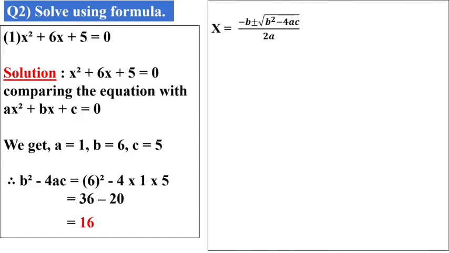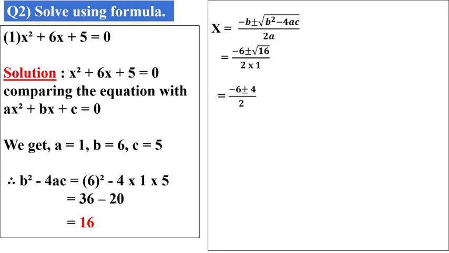So what is our formula? x equal to minus b plus minus under root b square minus 4ac upon 2a. Now substitute the values of a, b, c. Wherever it is given, the b value is 6, plus minus under root, and the b square minus 4ac value we got is 16. We'll put it directly, 16. And 2 multiplied by the a value, which is 1. Now 16 is the square of which number? 4, and 2 times 1 is 2.